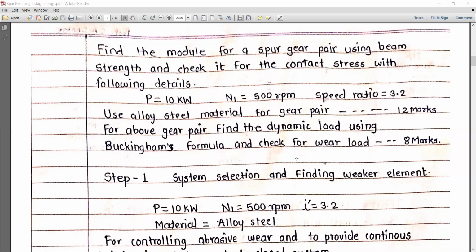P is equal to 10 kilowatt. N1, that is the input speed, is 500 RPM. Then speed ratio is 3.1. It is also called the transmission ratio. They use alloy steel material for the gear pair. For the above gear pair, find out the dynamic load using Buckingham's formula and check it for wear load. So from start to end, we go through the static calculation as well as the dynamic load calculation. Both we have to do here.